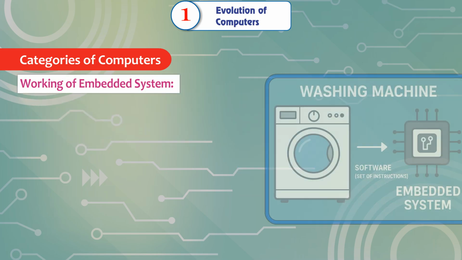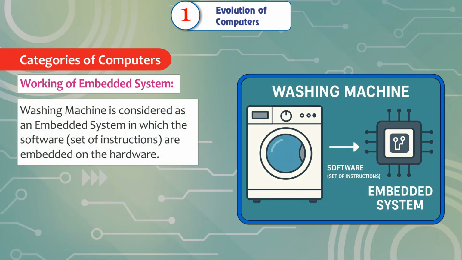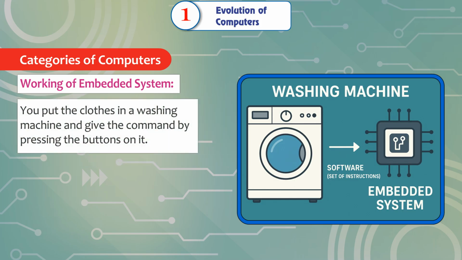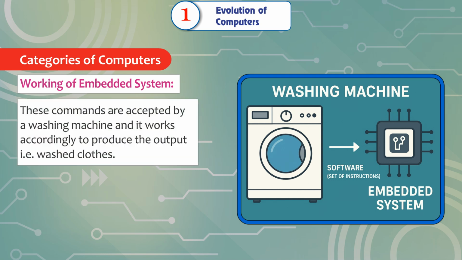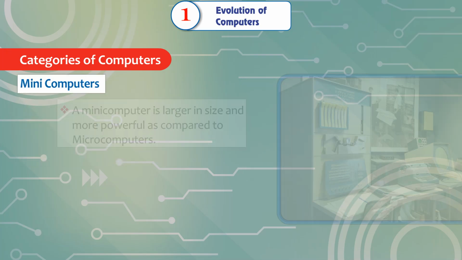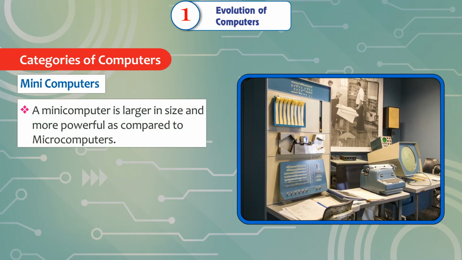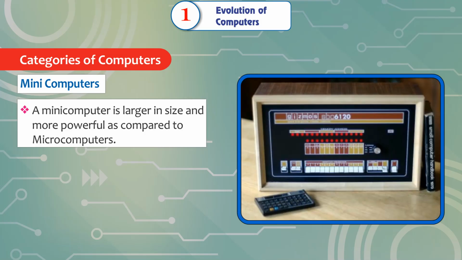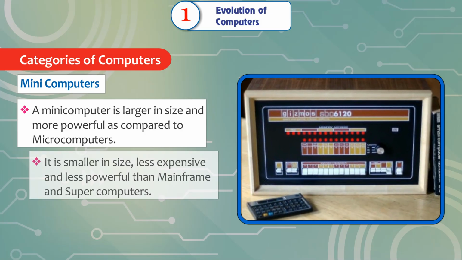Working of embedded system. Washing machine is considered as an embedded system in which the software set of instructions are embedded on the hardware. You put the clothes in a washing machine and give the command by pressing the buttons on it. These commands are accepted by the washing machine and it works accordingly to produce the output that is washed clothes. Mini computers. A mini computer is larger in size and more powerful as compared to microcomputers.